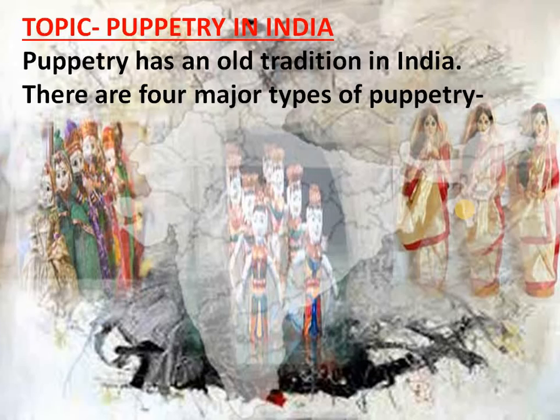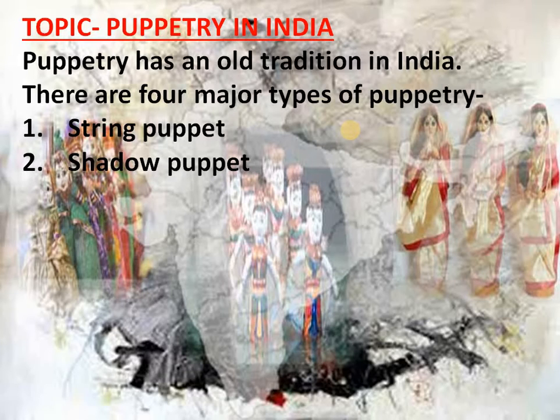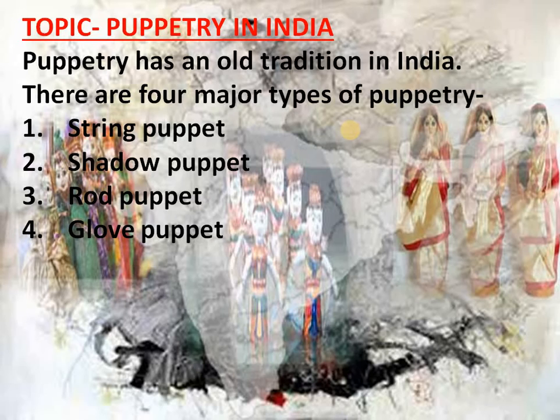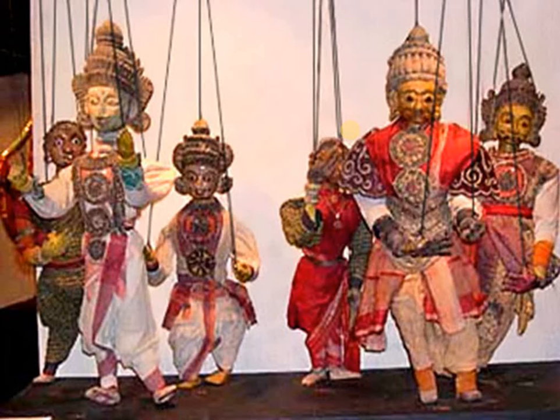So first, what is puppet and what is puppetry? Children, puppetry has an old tradition in India. There are four major types of puppetry followed here in India. First one, string puppet. Second, shadow puppet. Third, rod puppet. Fourth, glove puppet. Let's discuss all four major types one by one.